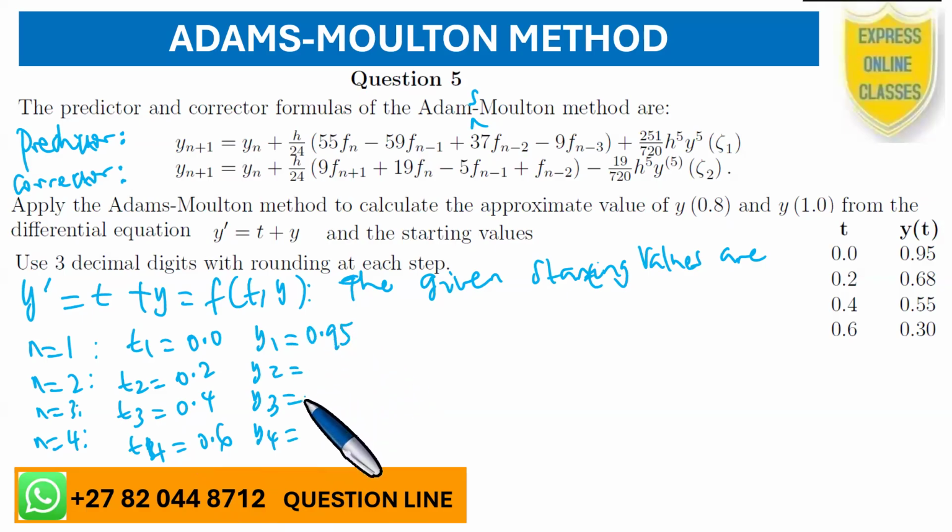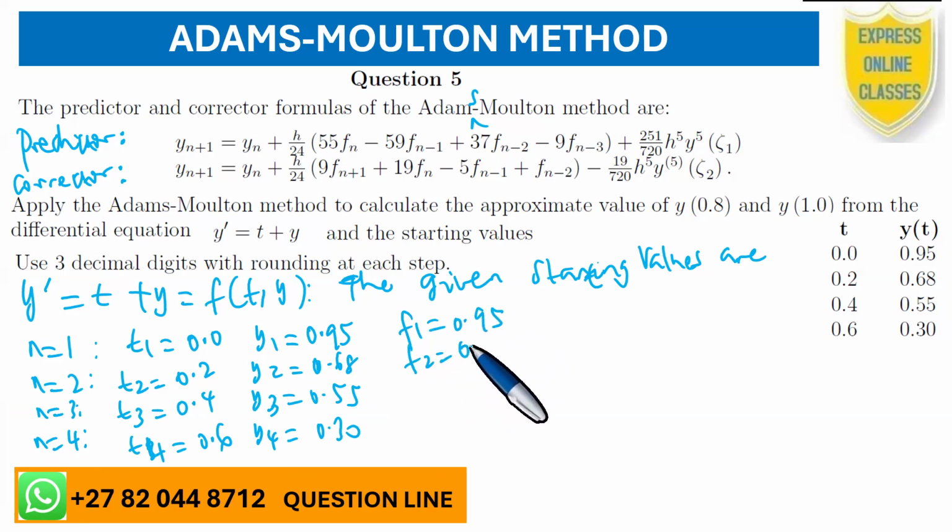Not 0.95. That is the first one corresponding to T1 equals 0. Then there is 0.68. Then there is 0.55. Then there is a 0.30. Right, and then we'll deal with the next one, which is the F values, because we know that F of Ty is going to be, yeah, we've written it here. So F of Ty is actually T plus Y, which is Y prime.